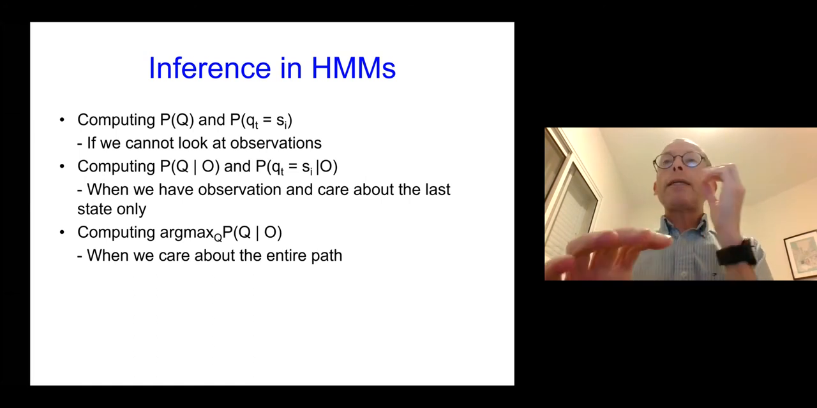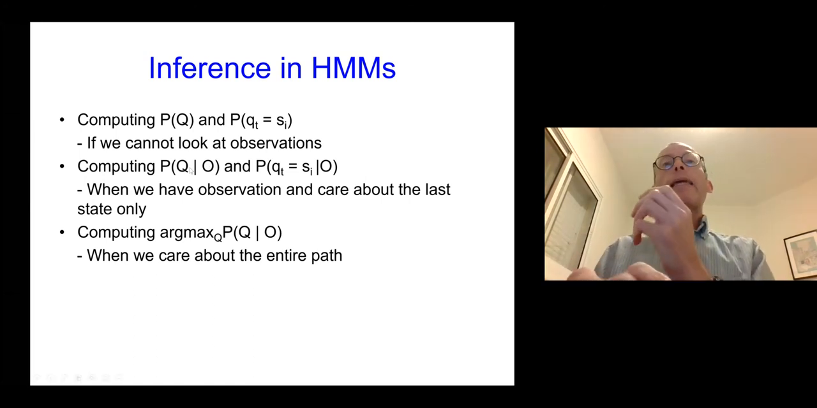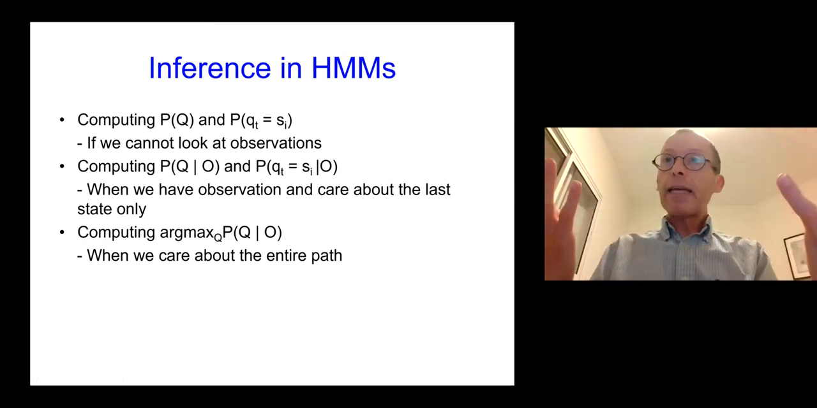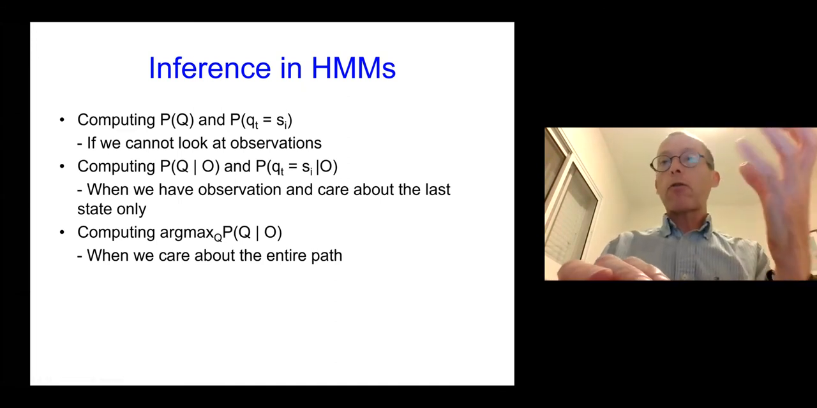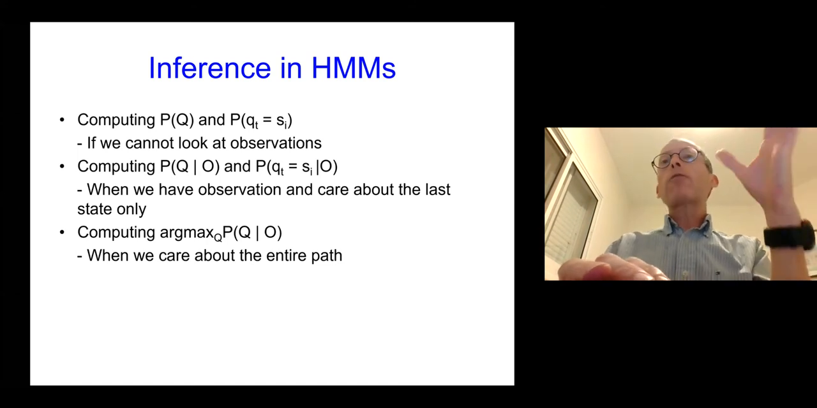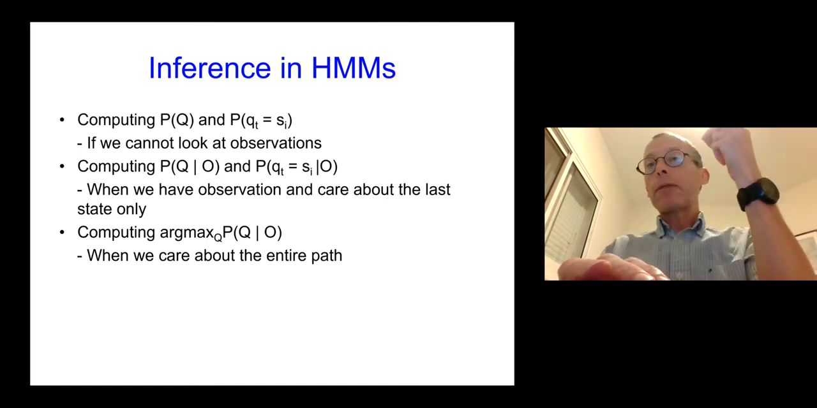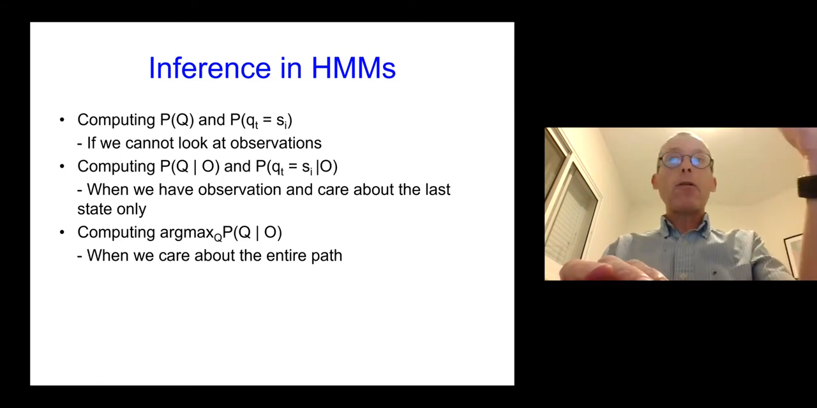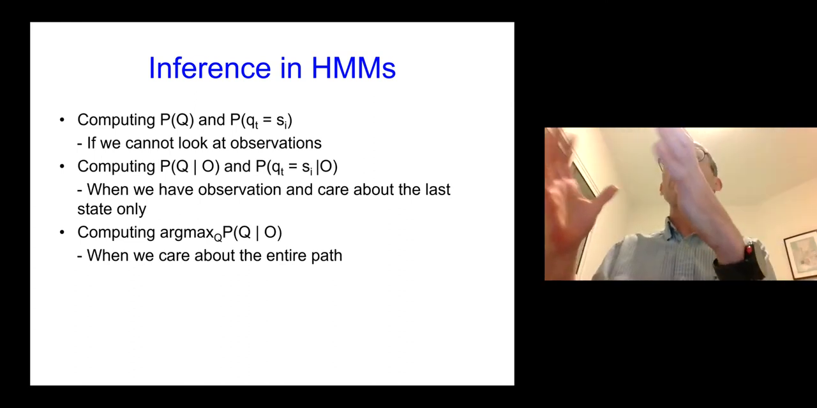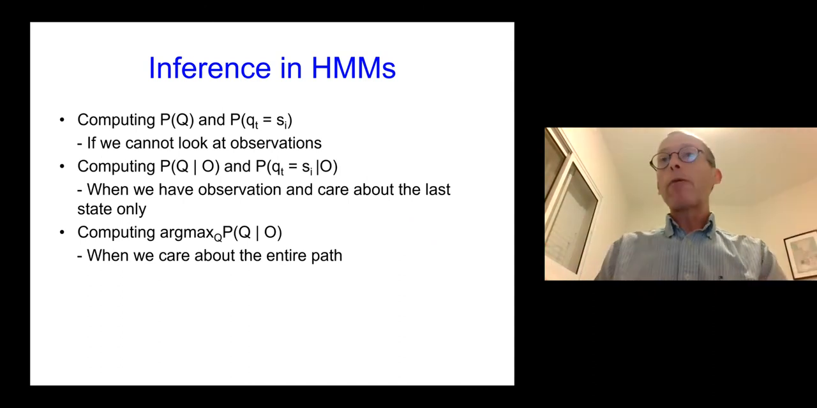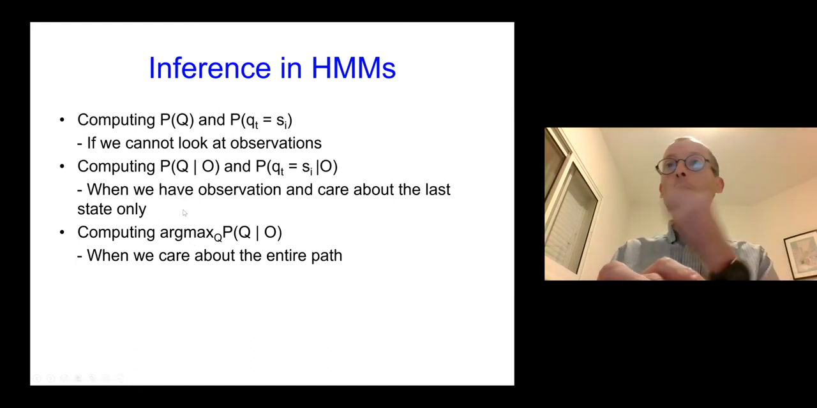The second part is already starting to take into account the observation. So let's say that I've seen the first six observations. So I saw 1, 2, 1, 1, 2, 3. I want to know what's the probability that in state six, I am at die A or die B. Or what's the probability that the set of states that led to this observation is A, A, B, B, A, A. This is important. For example, when we do speech processing, you want to know what's the sentence that I said given the observations. And the last thing is something called argmax, which is not the probability of a sentence, but the most likely sentence or the most likely set of states.